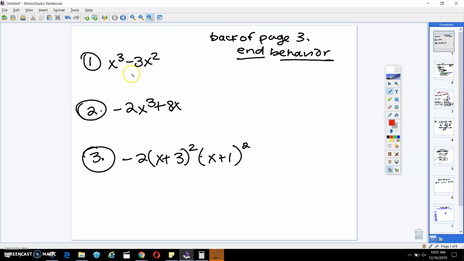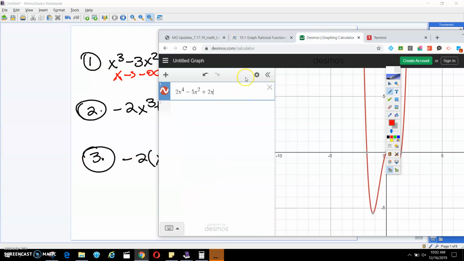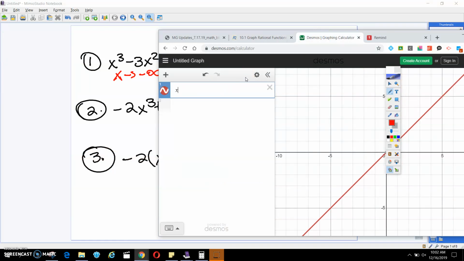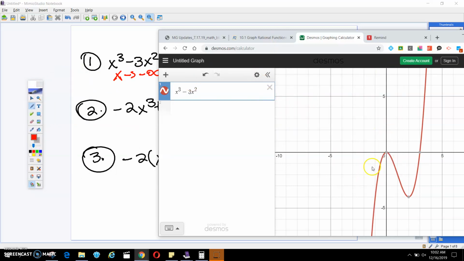So when we talk about end behavior, we're saying that if we stand at 0, 0, and we look to the left, what's happening to our y values? Okay, so on number 1, if we graph that, we're going to get something that looks like this. X to the third. Okay, so if we're in this graph, if we stand at 0, 0 and we look to the left, what's happening to our y values? They're going down, so this is going to be negative infinity.